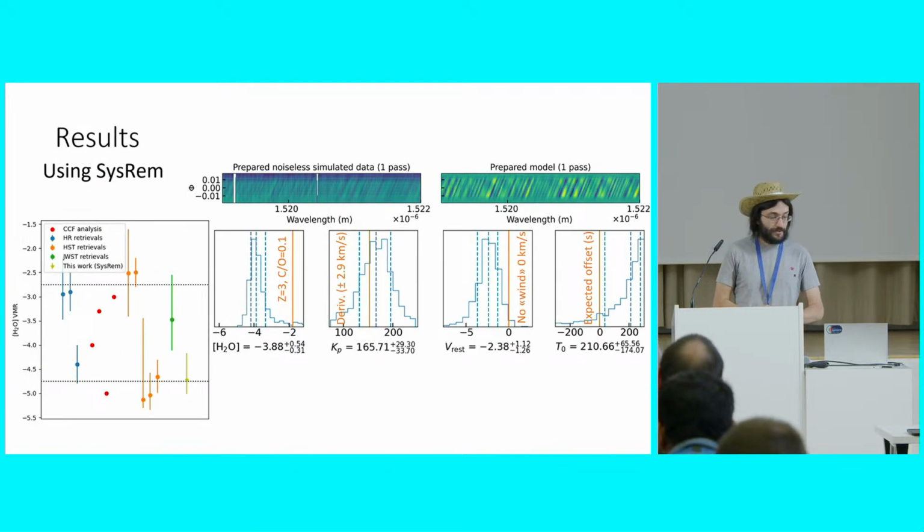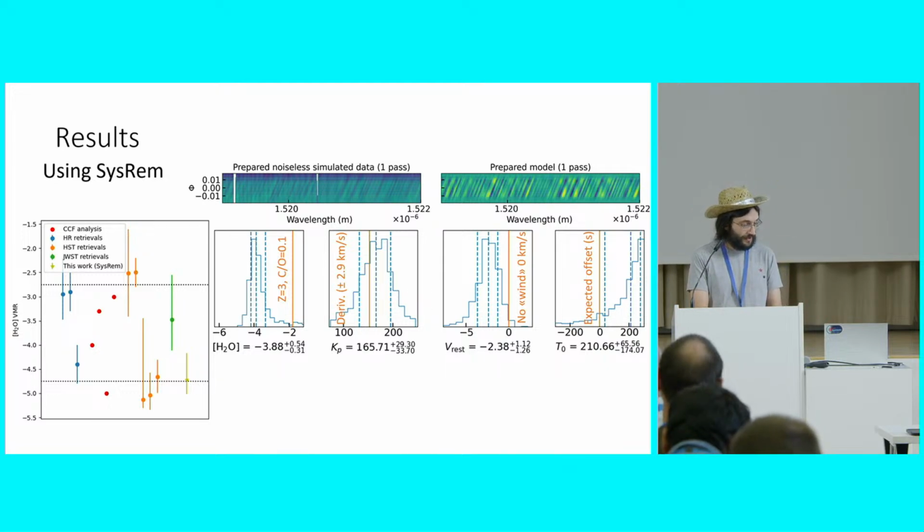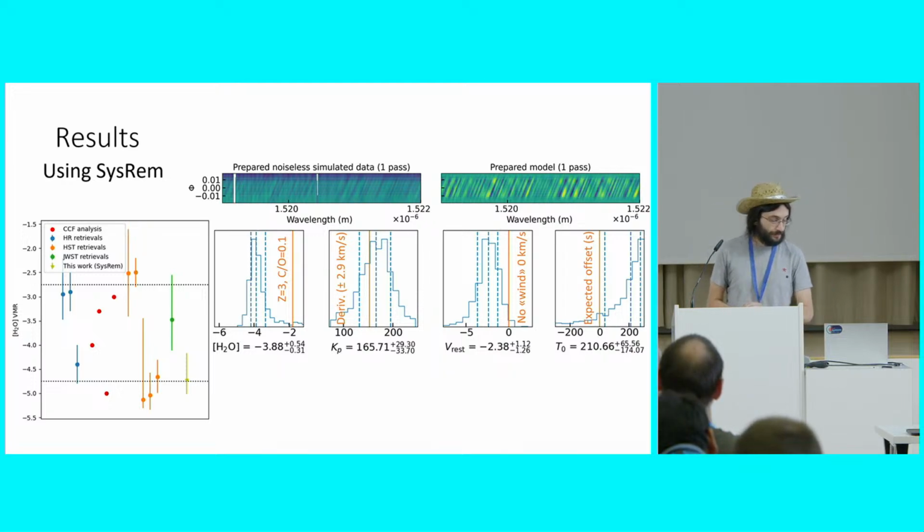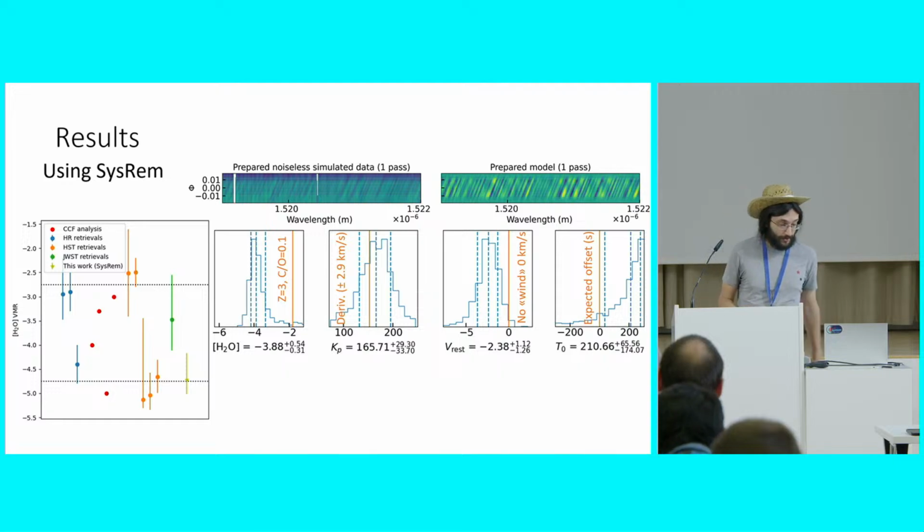Here are the results that we obtained using SysRem. Earlier I said that the framework didn't work with SysRem, and you can see here why. You obtain a water abundance which is 2 orders of magnitude lower than with the polynomial fit approach. You also see that the mid-transit time is completely biased. So it clearly means that you cannot use any retrieval preparing pipeline with every framework, so you have to be very careful about this.